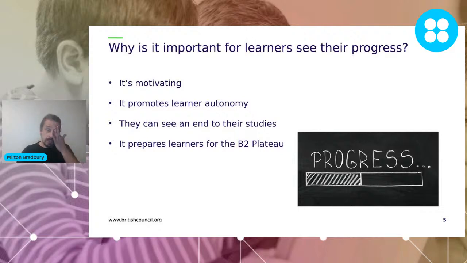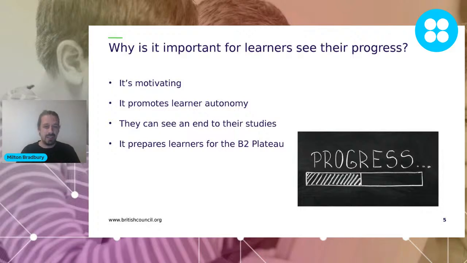It promotes learner autonomy. When learners are more aware of how they're progressing and what their strengths are and what their areas to improve are, they're more likely to take control of their learning. They're more likely to think, look, okay, my grammar is really good, but my speaking is not really progressing at the rate I want it to. If students are able to identify that themselves, they'll be more targeted in their studies.